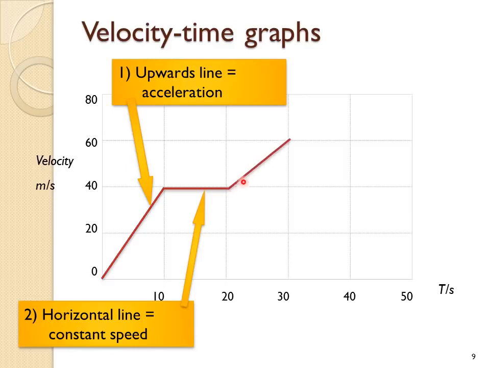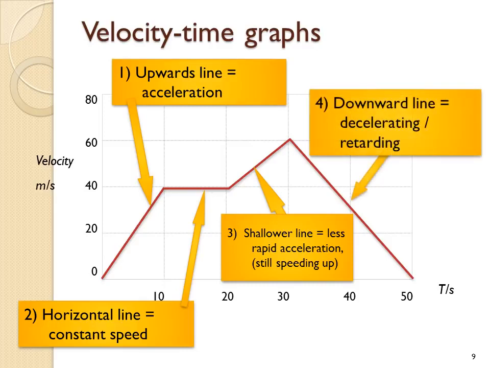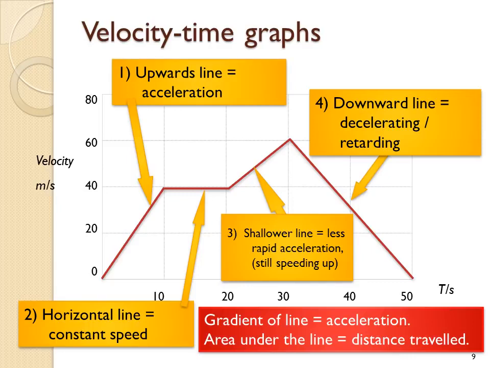This line is also increasing its speed from 40 to 60 over 10 seconds. It represents acceleration, but the acceleration is not as much as it was in the first phase of the graph. This downward line represents deceleration. It slows from 60 back to rest, so it's a braking or deceleration. The gradient of the line represents the acceleration, and we can also show that the area under the line represents the distance travelled.